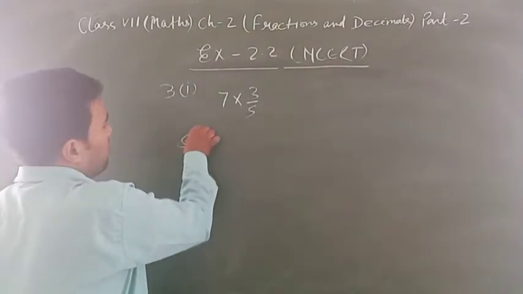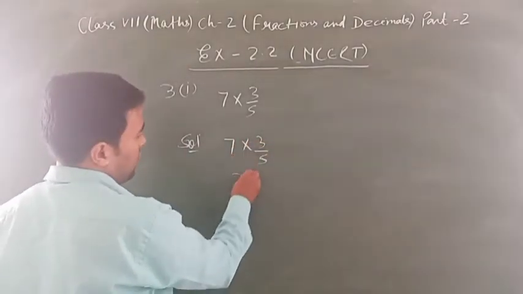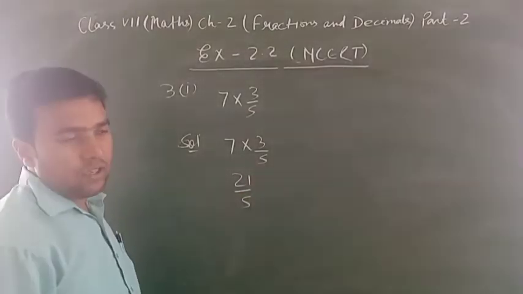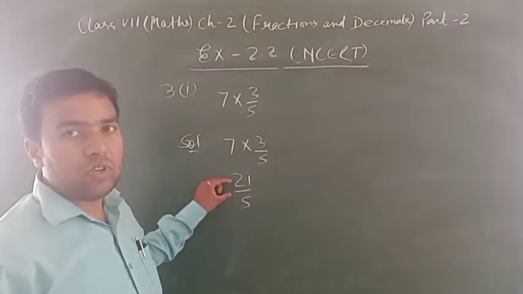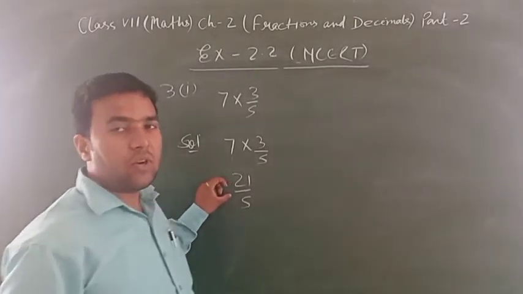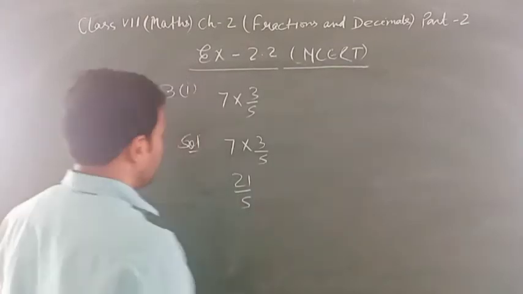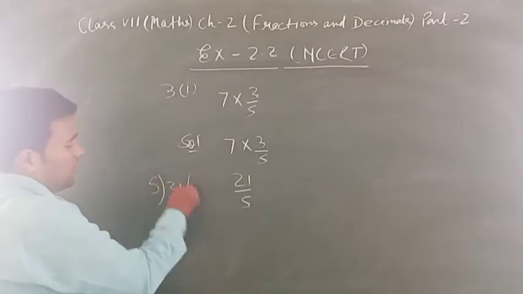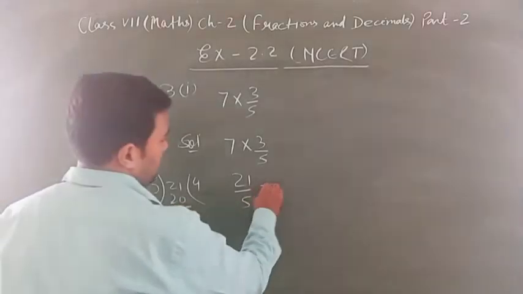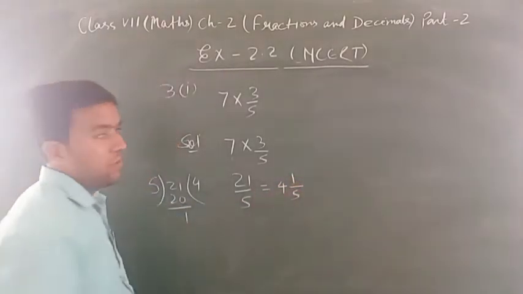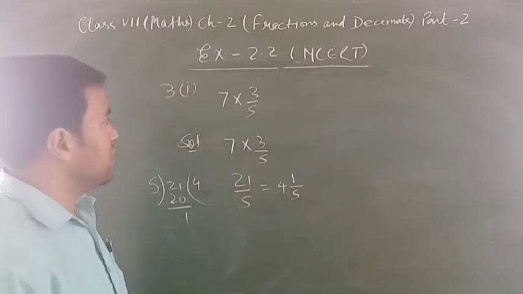Means for the solution you will do 7 into 3 by 5, means 7 threes are 21. 21 by 5. And if you see this fraction, if you can reduce it, you can reduce it, but if you cannot reduce it, you can change it into a mixed fraction. How will you change it into a mixed fraction? You will divide 21 by 5. 5 fours are 20, remainder 1. Clear? Means 4 whole 1 by 5. It is the answer.